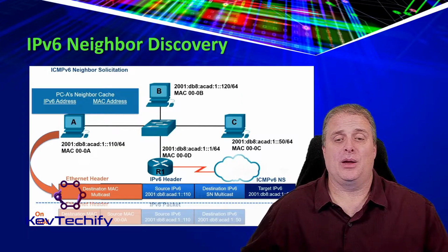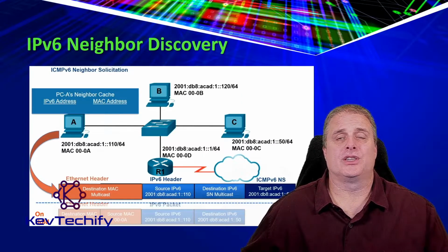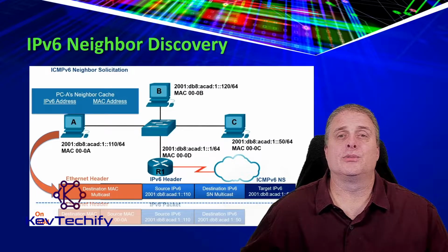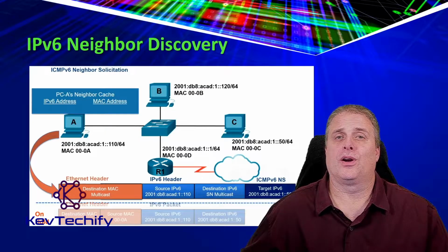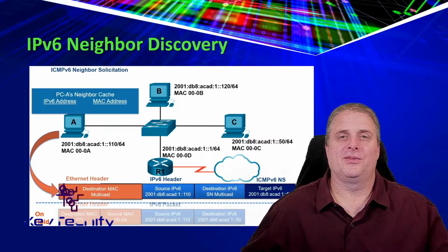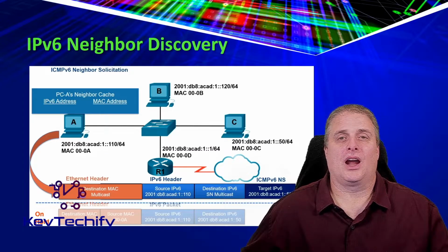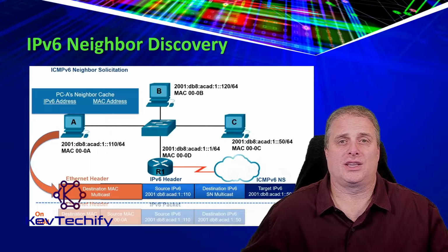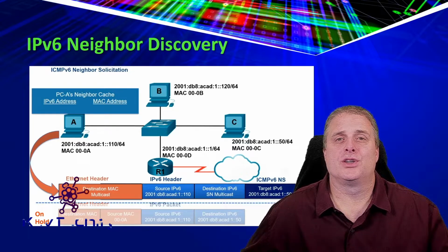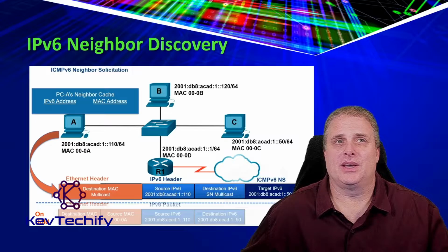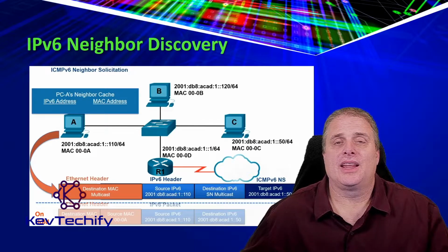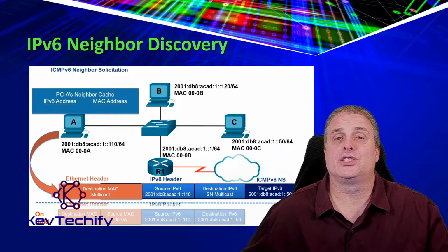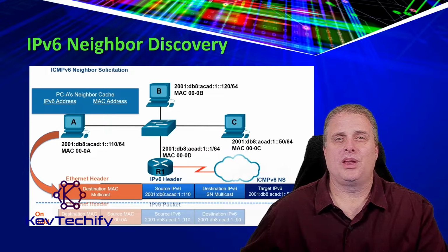Host A creates an ICMP version 6 neighbor solicitation request. This is similar to an ARP request used for IP version 4 address resolution. One significant difference is ARP requests are sent directly over Ethernet. IP version 4 is not involved. The IP version 6 address resolution process uses ICMP version 6, which is then encapsulated in an IP version 6 header, and then encapsulated in the layer 2 Ethernet header and trailer.